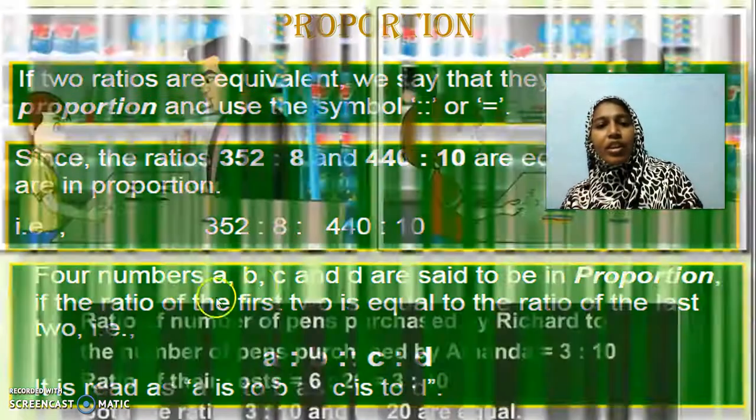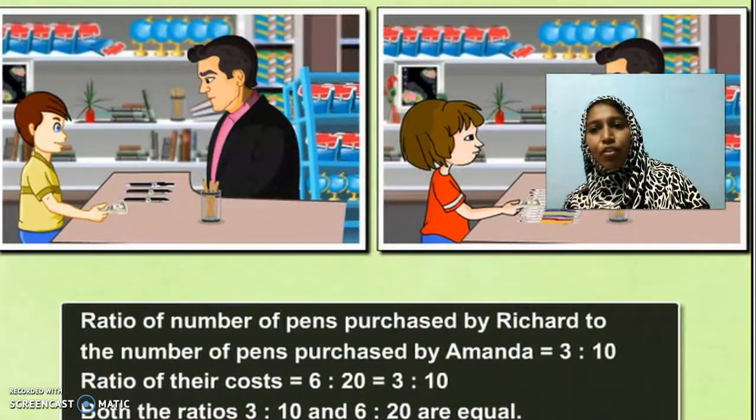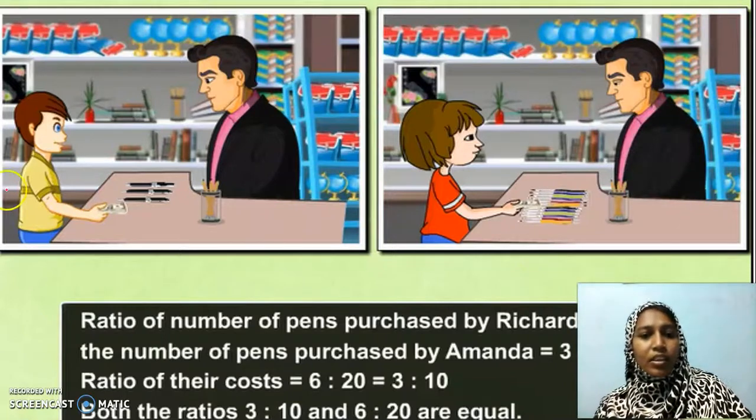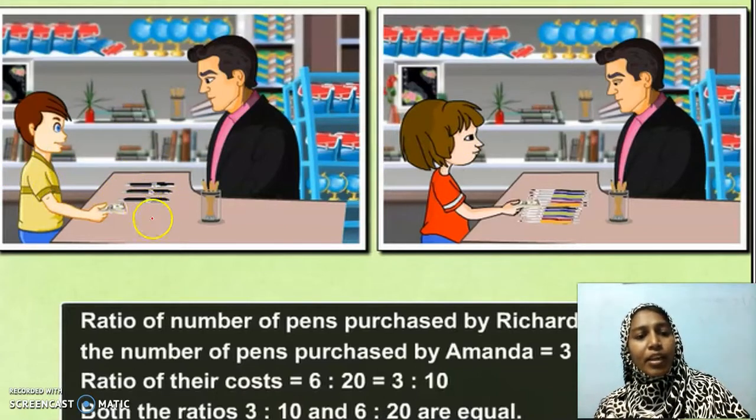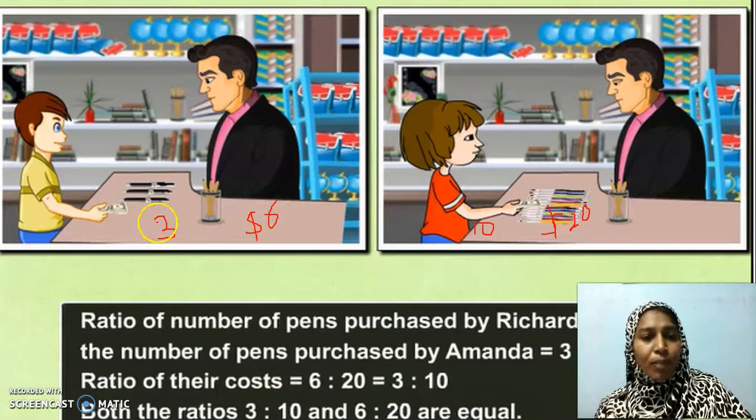Okay, children. Now, here is an example for you. This boy is Richard and this girl is Amanda. He bought 3 pens for $6. And Amanda bought 10 pens for $20. So now I am going to compare the number of pens Richard bought and the pens Amanda bought.